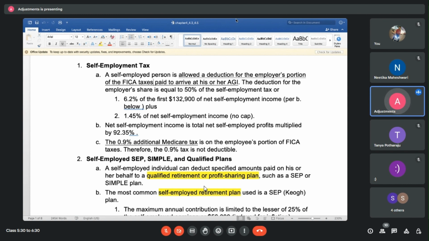And when we are putting that in Form 1116, which is for foreign tax credit, it will not reduce self-employment tax liability in Form 1040. Okay.